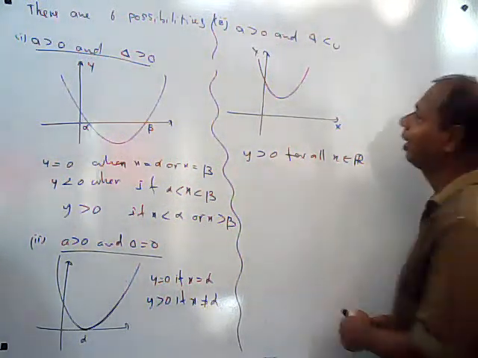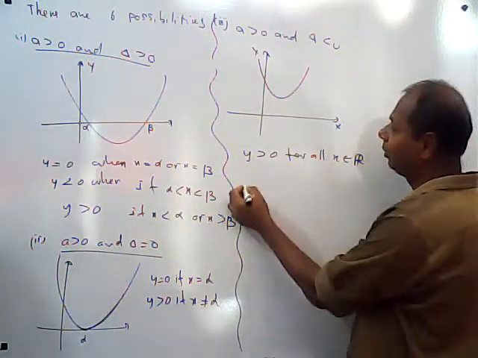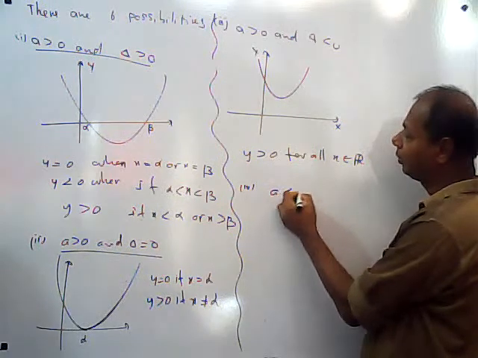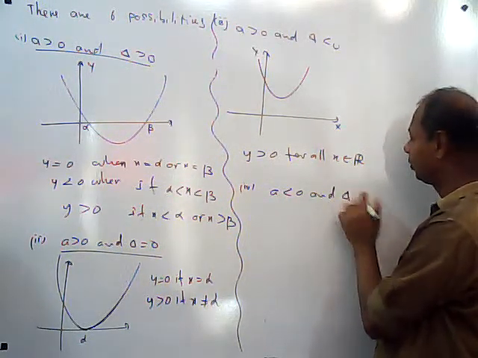Right. And then we come, so that's the three cases for A is positive. Then A is negative and delta is greater than 0.